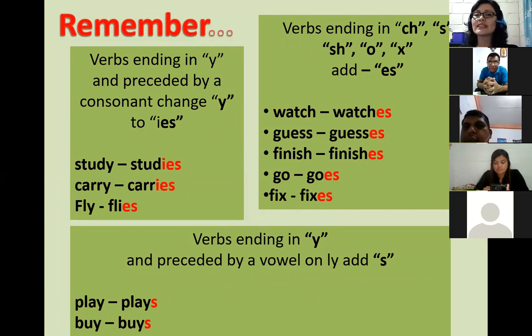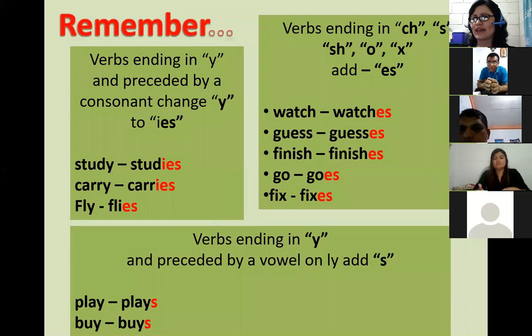So, teacher, si no termina en Y y precede una consonante, tampoco termina en CH, SS, SH, O, X, y pues no termina en Y, precede de vocal, ¿qué hago? Solo agregamos la letra S al verbo, and that's it, okay? So that's the very first thing. Now, todas estas reglas yo las voy a aplicar cuando yo esté utilizando oraciones afirmativas, okay? Oraciones negativas y preguntas, no, okay?